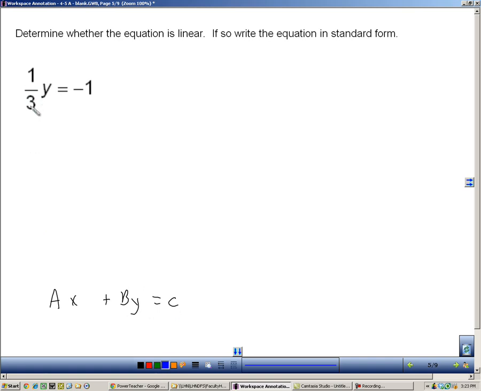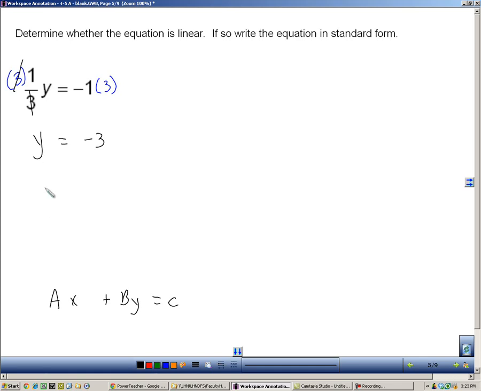Instead of a 1/3, I'd like it to become a 1, so I'm going to multiply it by a 3. And what I do to one side, I also have to do to the other side. And now these 3's will cancel. 3 cancels with 3, leaving myself with a 1y equals -3. Now, that's a little better because I don't want to have fractions when doing standard form. But I still don't have the x that I was talking about.